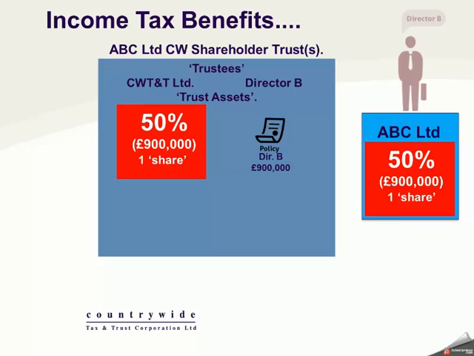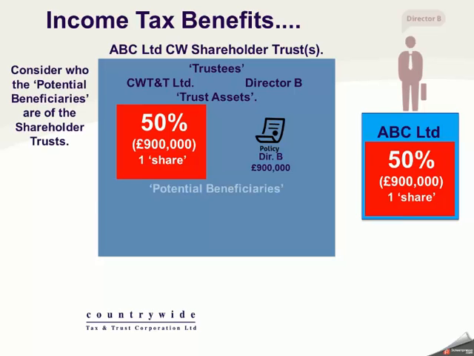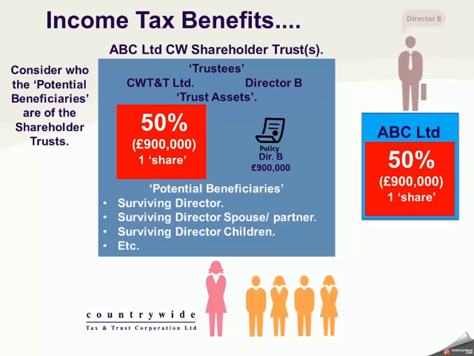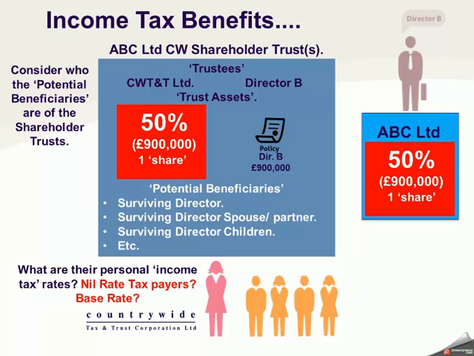So let's look further at the shareholder trust that's in place at this stage, with, as you can see, 50% of the business, which in essence is Director A, the deceased's share. And then let's think who the potential beneficiaries of that trust are. Well, they would be the surviving director himself, chances are his spouse, his partner, and any further children and beyond. That would have been their call when they first established the trust. Now it poses the question, what are the income tax rates of some of those other beneficiaries? Are they taxpayers at all, or do they just pay perhaps basic rate? Certainly do they pay less tax than a trust would pay?